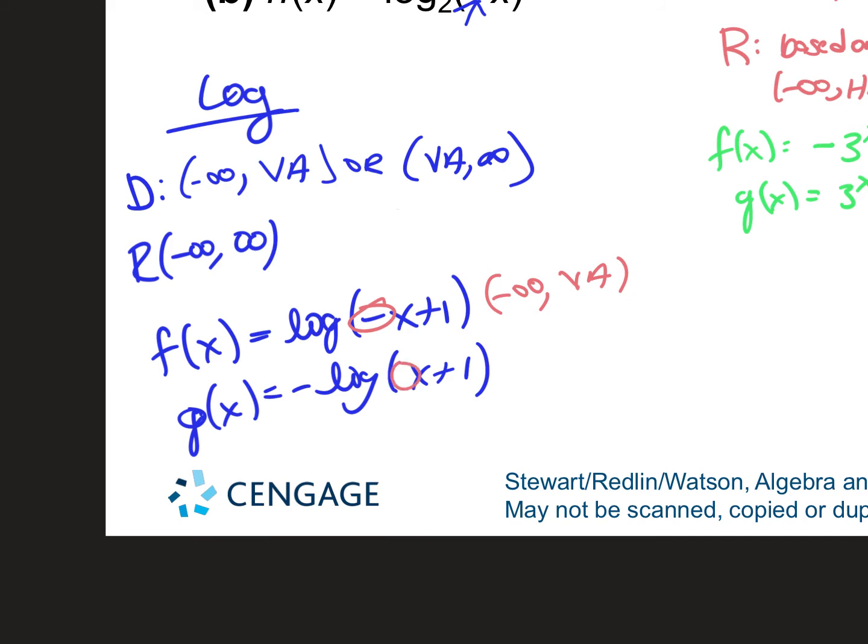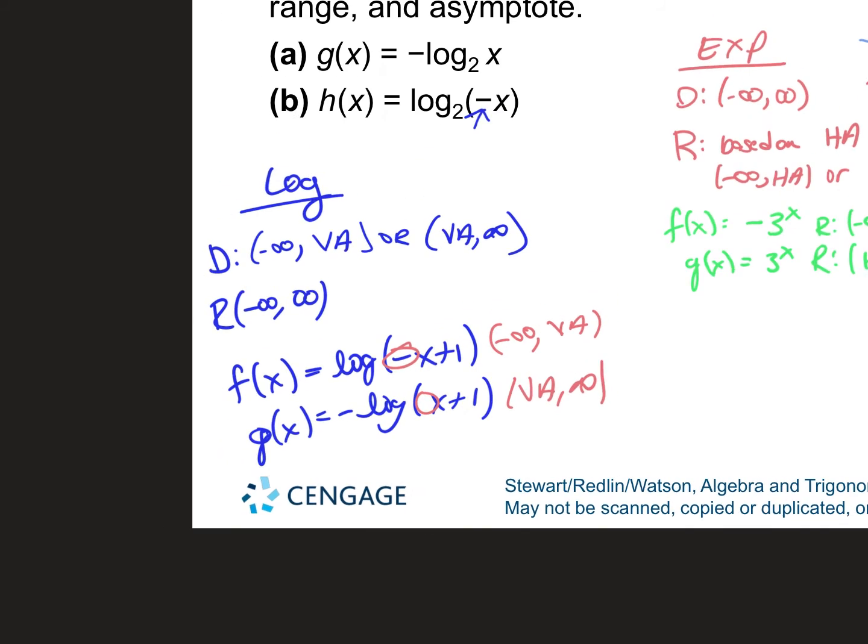In this one, this is positive here, so it would be vertical asymptote to infinity. That will happen every single time. There's only two options for each of them. It's either going to be negative infinity to the asymptote or asymptote to infinity. Those are your two options. All right, does that make sense?